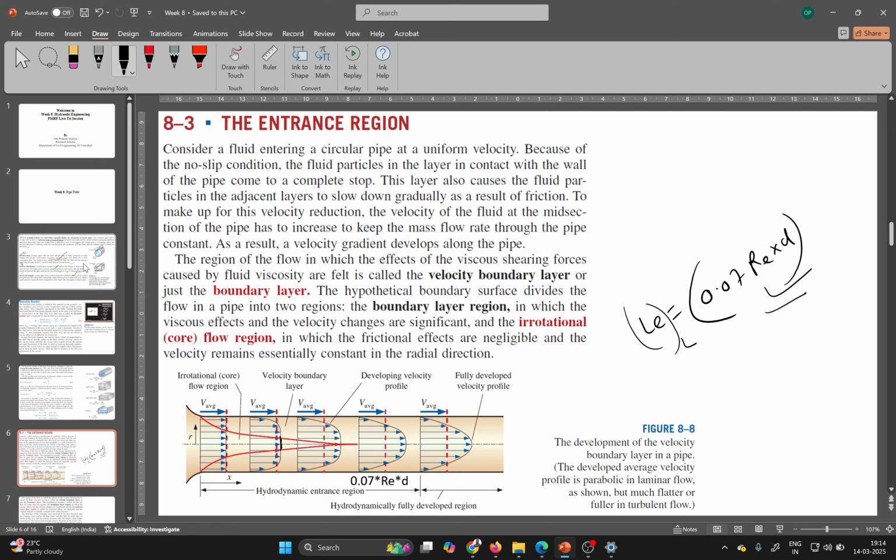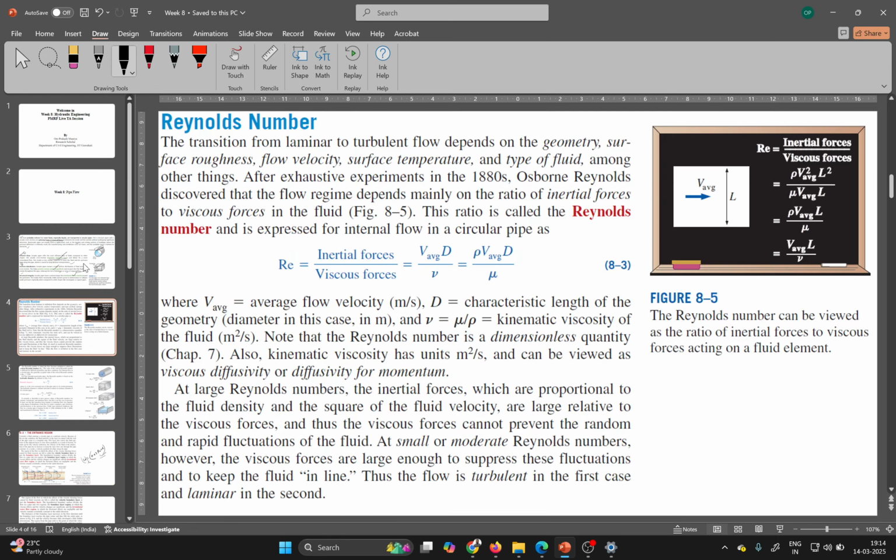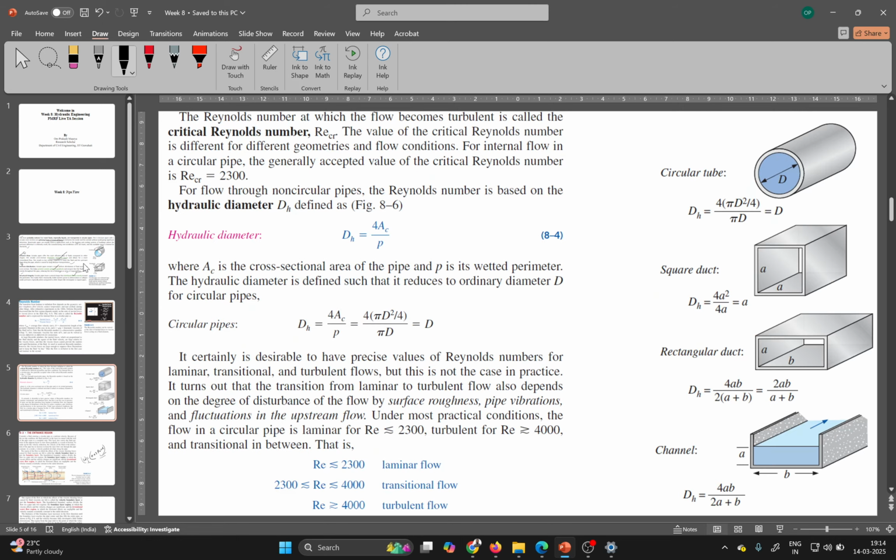Okay, so I think nothing is important here. You all know the Reynolds number, average velocity times D by mu, and here is the hydraulic diameter. Just please see here, hydraulic diameter Dh is 4Ac by P. In case of open channel you can write the wetted area by wetted perimeter. Ac means the cross sectional area, and P is the wetted perimeter here. So remember please, for circular pipe your hydraulic diameter will be D.